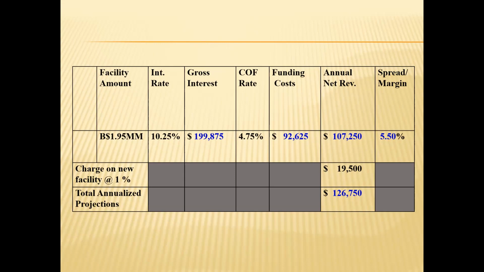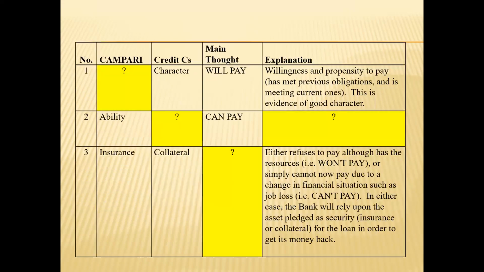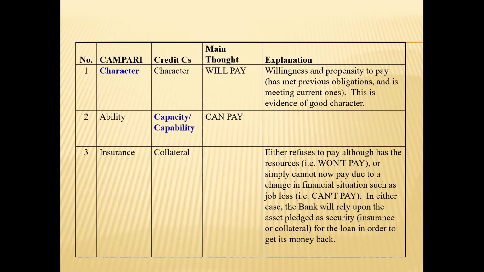All right, so let's look at another one. Another type of question. It's one of those charts. So we have to fill in these ones with the yellow. Row number one, compare. What goes in that section? Character. Okay. Two, credit Cs. What goes in that column? Capacity. Capacity or capability. Okay, great.